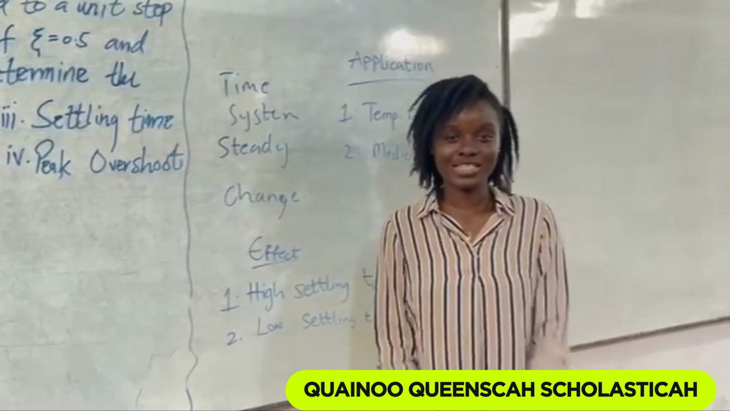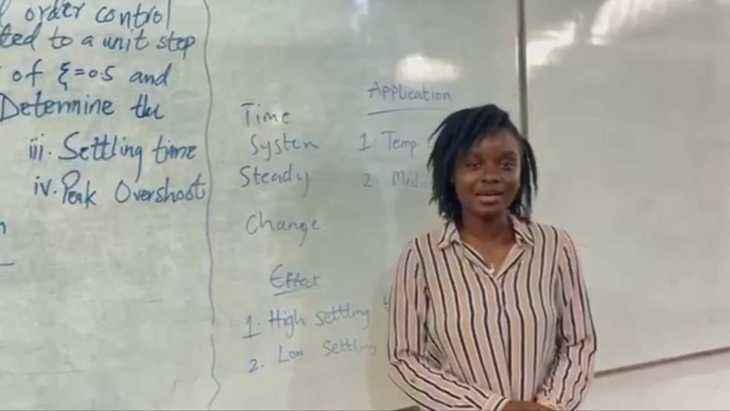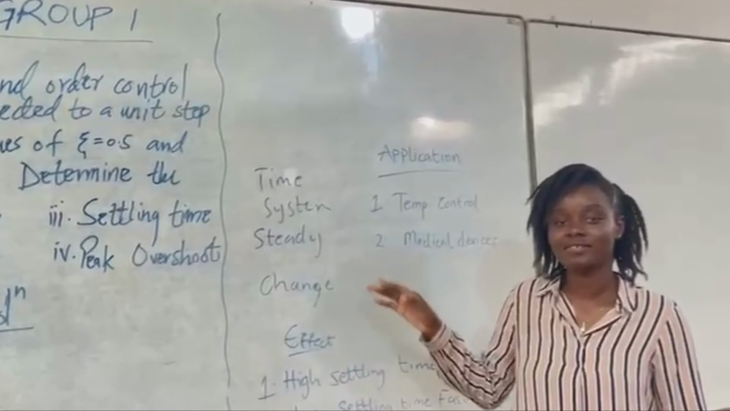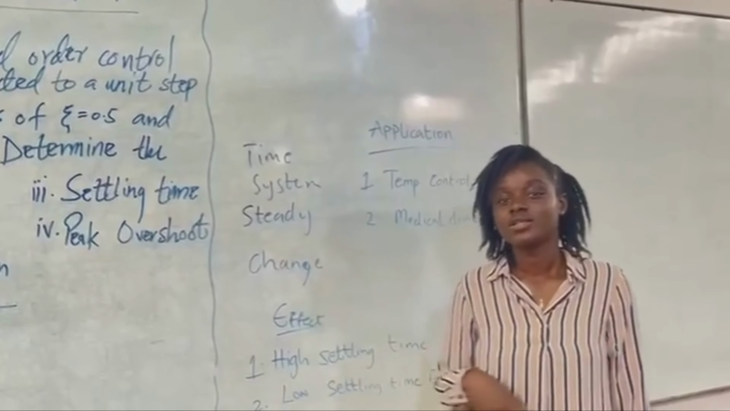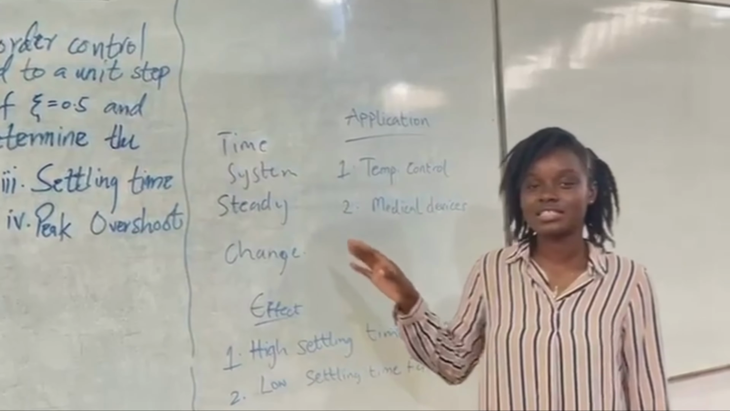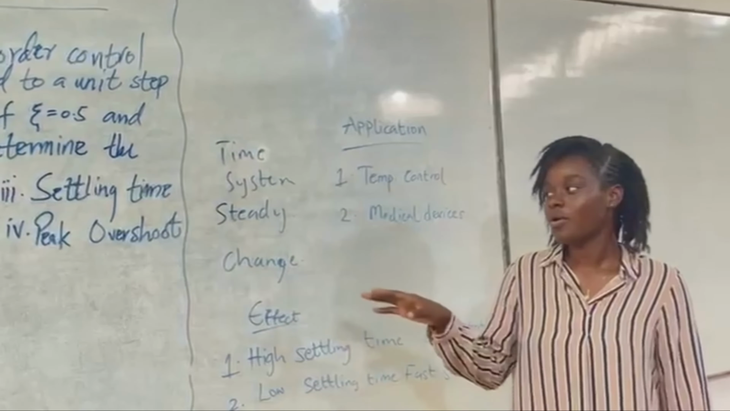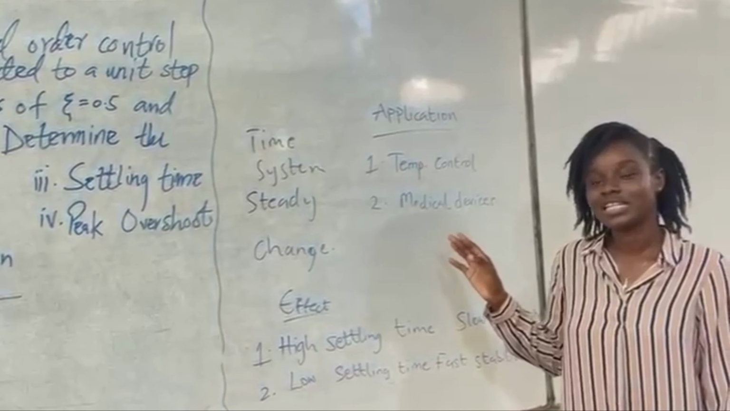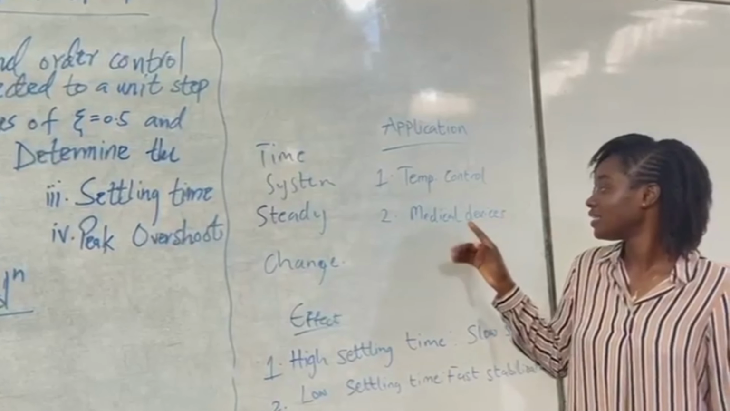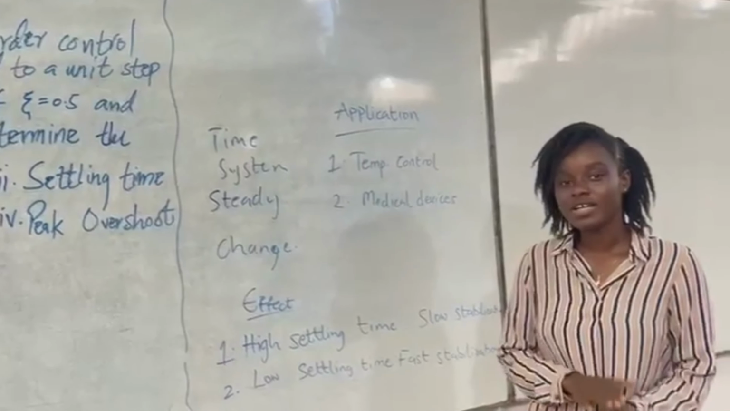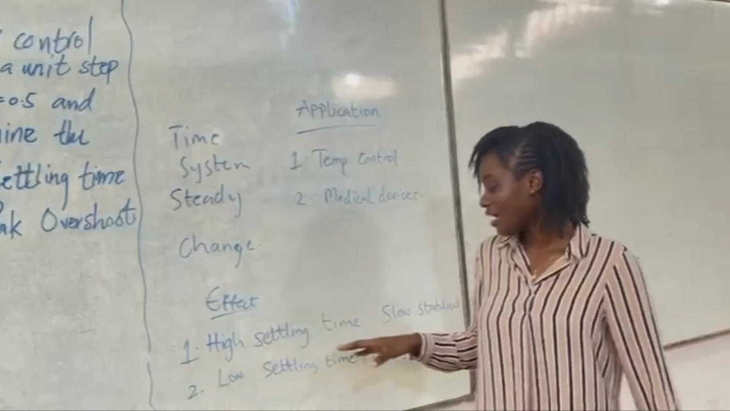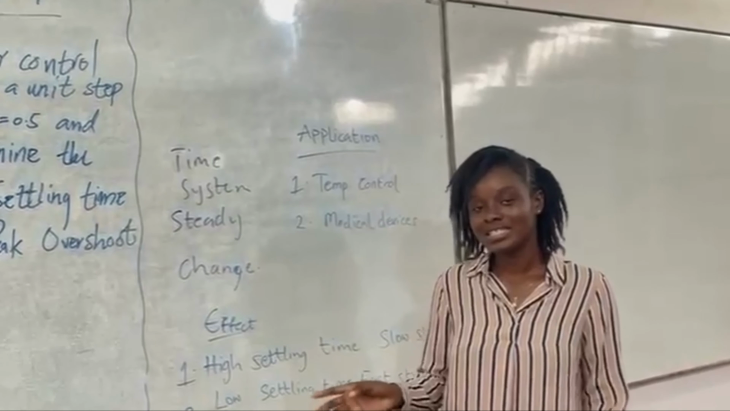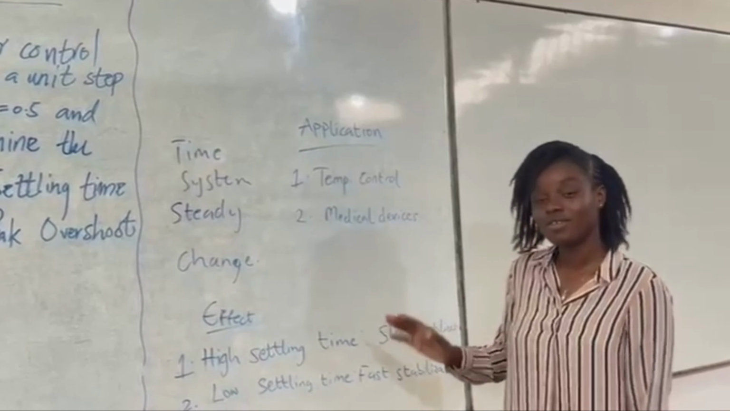My name is Gaspar Africa, and I'll be explaining settling time. Settling time is the time a system takes to become steady after there is a change in input. It determines how fast a system stabilizes when there is a change in input. Applications of settling time include temperature control and medical devices. As for the effect of settling time, a high settling time means the system stabilizes slowly, and a low settling time means there is fast stabilization in the system.